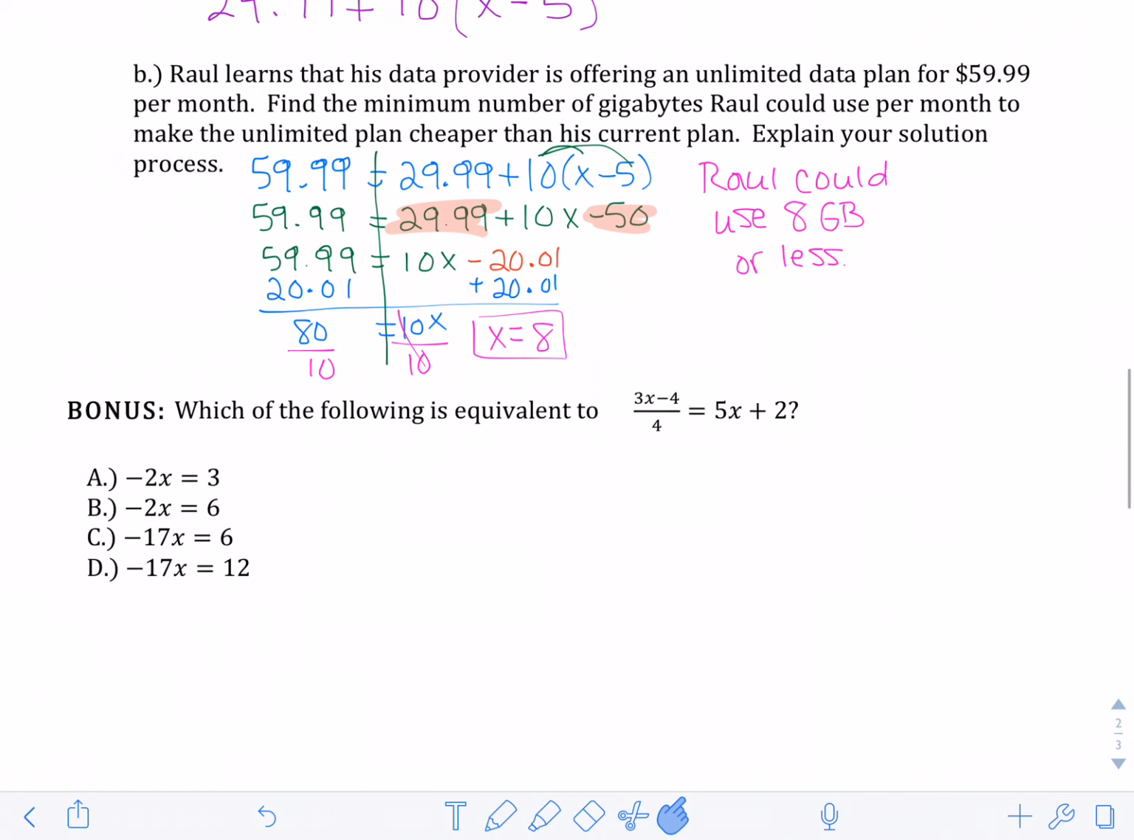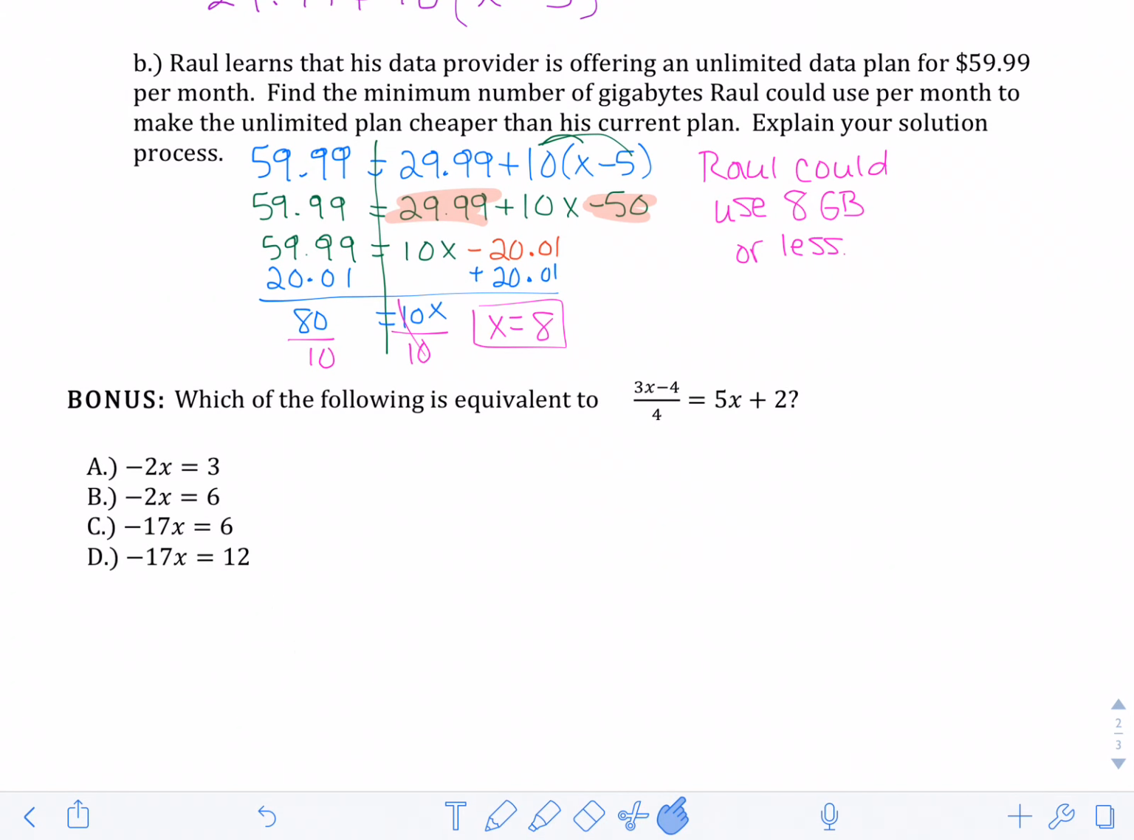a month. Alright, which of the following is equivalent to (3x minus 4) divided by 4 is equal to 5x plus 2? This is a bonus question. These are the questions you'll see on your test that are more or less like the commended questions.